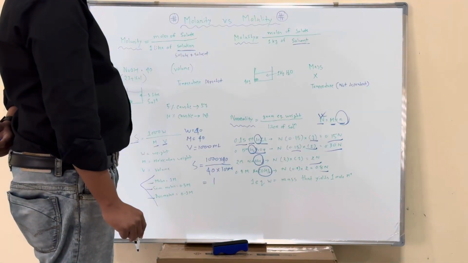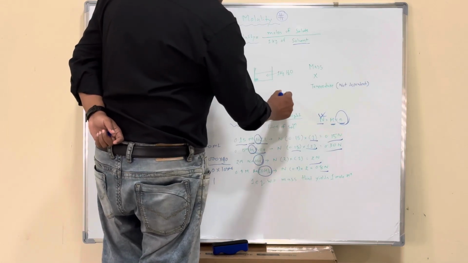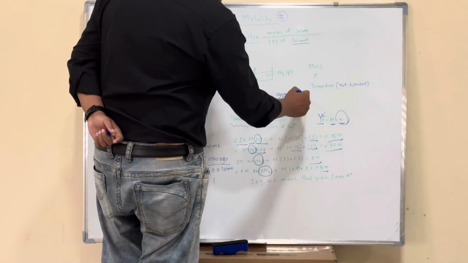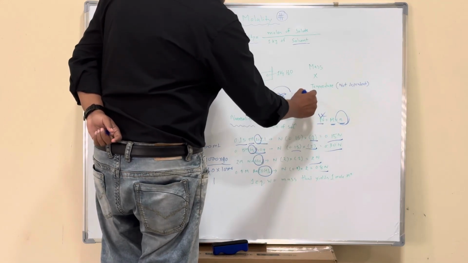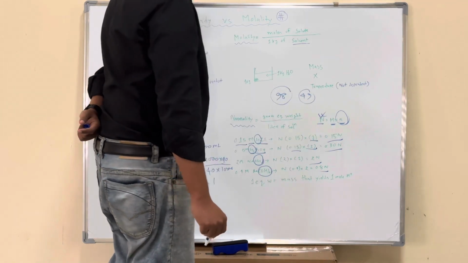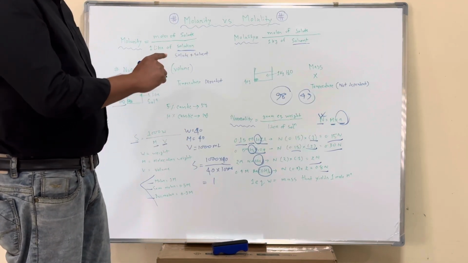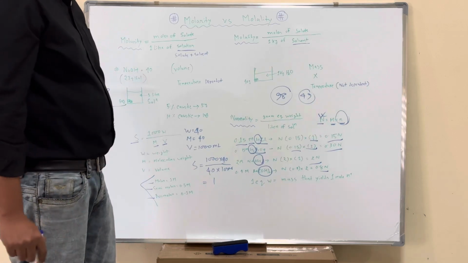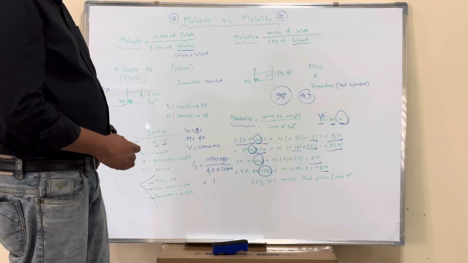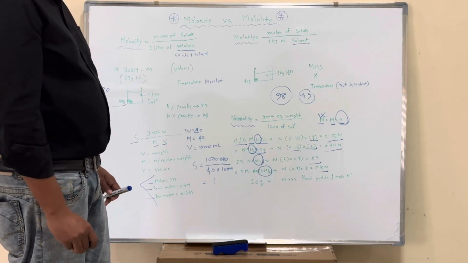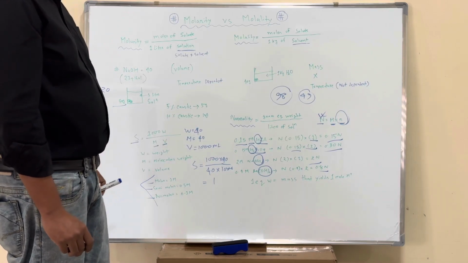So for sulfuric acid, the molecular weight is 98. If I convert it to normality, it will be 49. So we have to take 49 gram for making one normal solution. Okay. So this is the basics of molarity, molality, and normality.